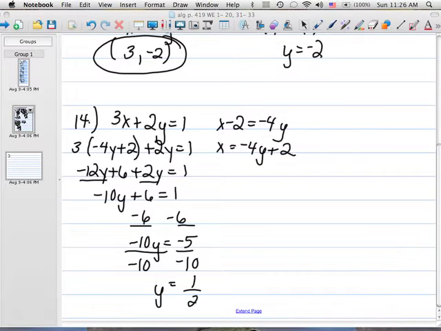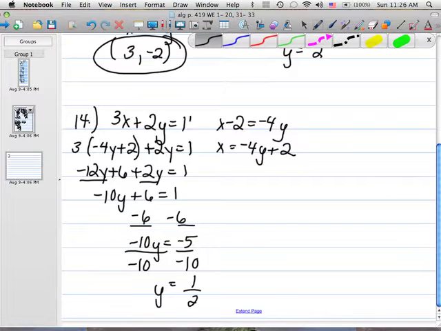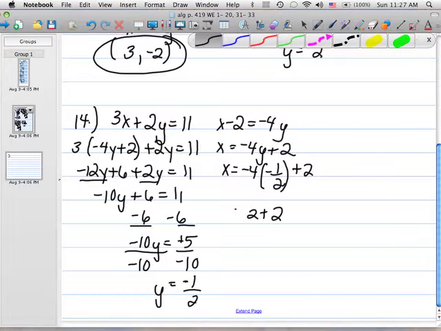All right, I found it. This should be 11. So y is negative 1/2. So x equals negative 4 times the negative 1/2 plus 2. 1/2 of 4 is 2. Negative times negative is 2. So I get 2 plus 2, which is 4. So the ordered pair is x, y, and x is 4, and y is negative 1/2. And that's my ordered pair.